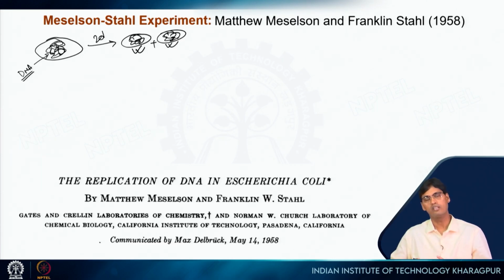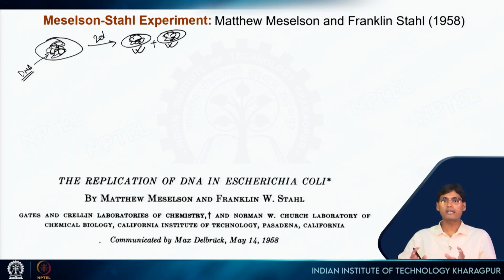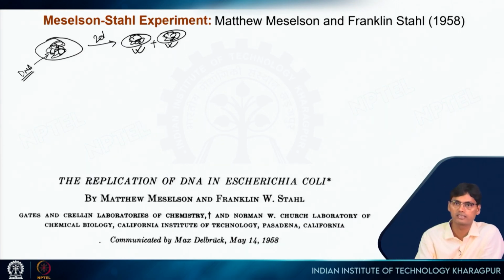Now, in order to understand the mechanism of DNA replication, we have to somehow understand, or somehow designate, which one is the new strand and which one is the old strand. We have to differentiate at the end after the experiment. So that was the major thing in this experiment. What Messenson and Stahl did, they grew E. coli cells. So what happened?